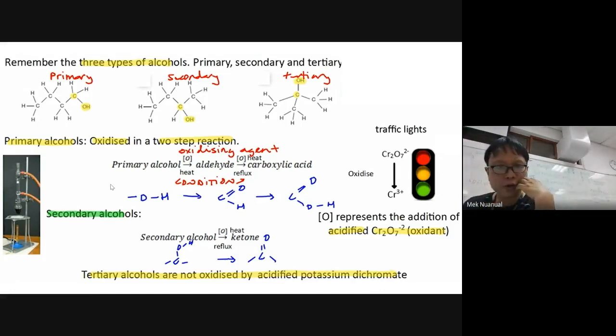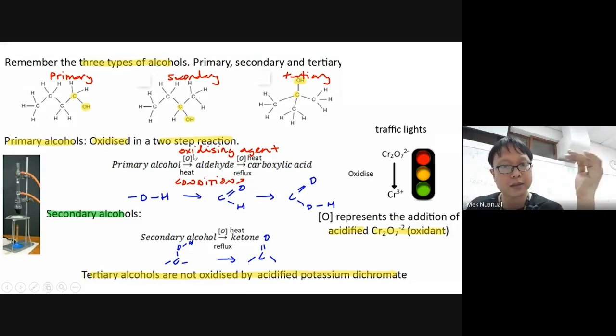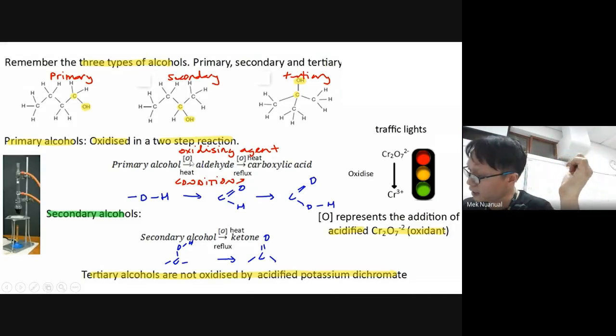So in your two steps here with the primary alcohol, as a catalyst we have an oxidizing agent, and we use the symbol bracket O. That's all that means: bracket O means the oxidizing agent. And then we will also heat it at that stage, okay?